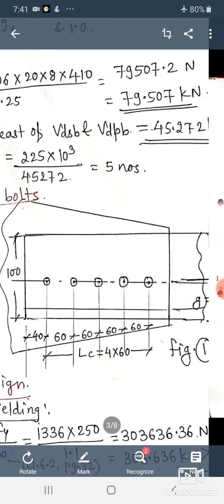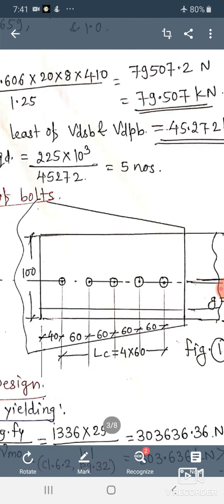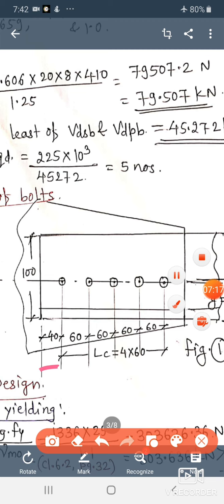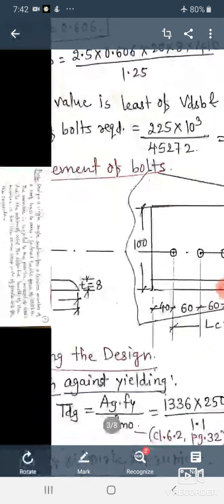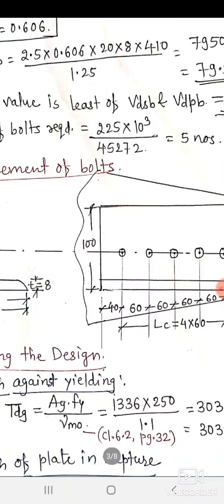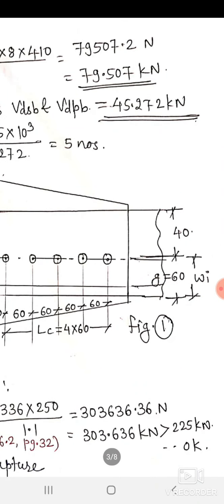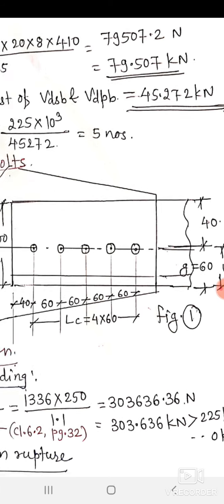So you can see the figure here. So 5 number of bolts with the edge distance of 40 and the pitch is 60. So total length of connection I'll be getting as 4 into 60. And the gauge distance will be calculated. Gauge is equal to 40, that is nothing but 0.6 times the length of connected leg.